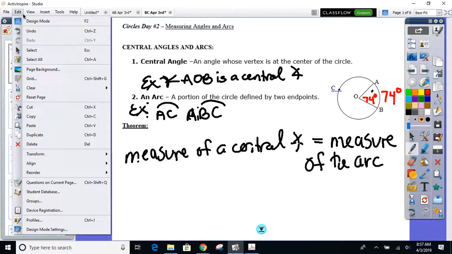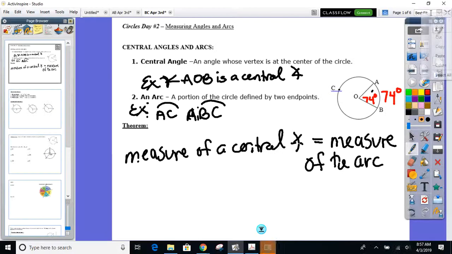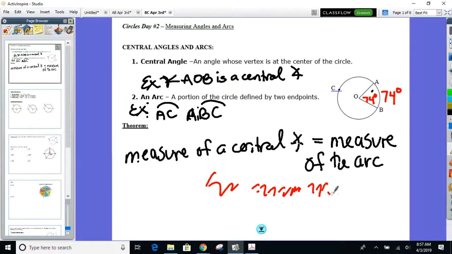Let's try this again. Maybe. Here we go. Great. My pen's right here, and we're ready right there. Good.